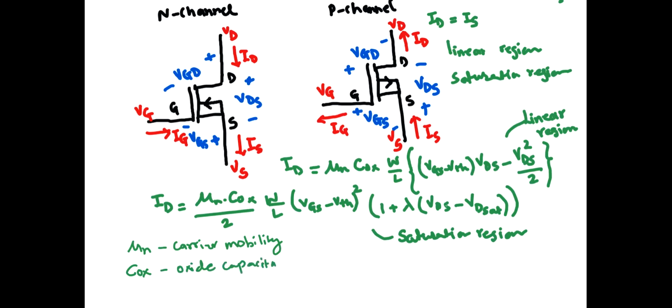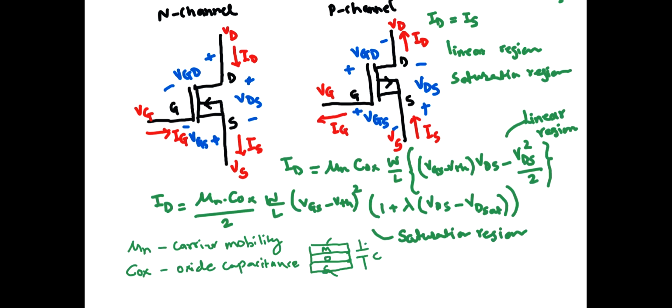Now, what is oxide capacitance? Remember, you have metal, then you have an oxide, and then you have a semiconductor. So essentially it is a capacitor C. That's why we call it metal oxide semiconductor, MOS. The two plates of the capacitor are the metal and the semiconductor, and in between, the oxide acts as a dielectric.